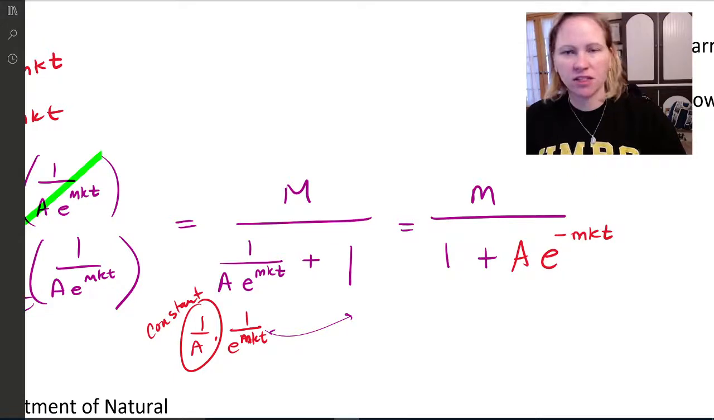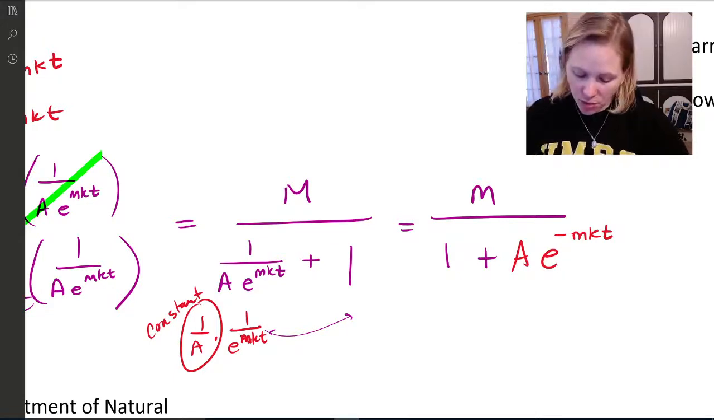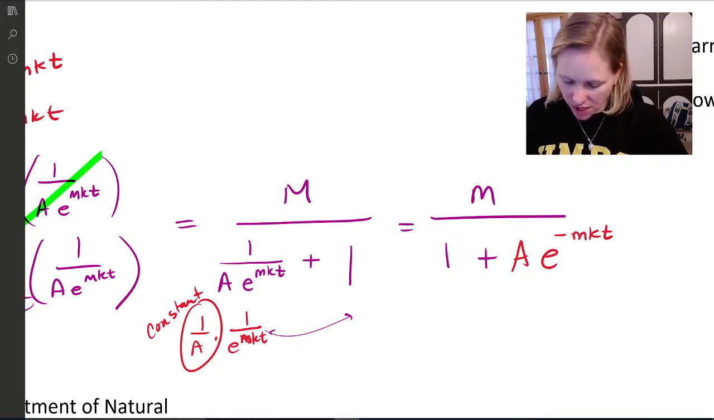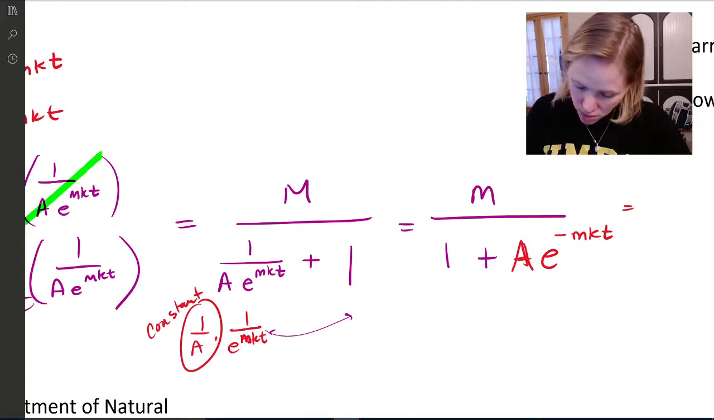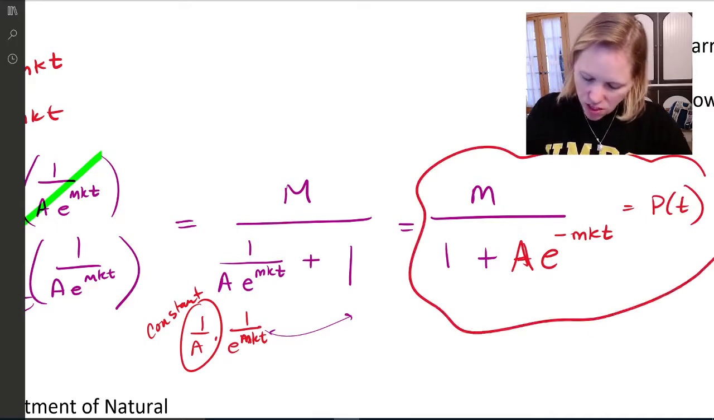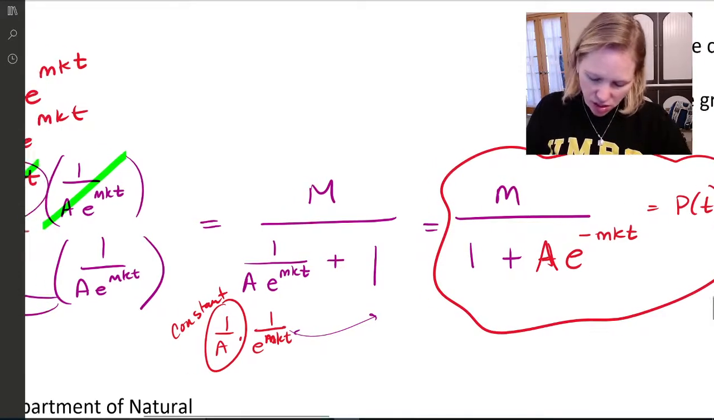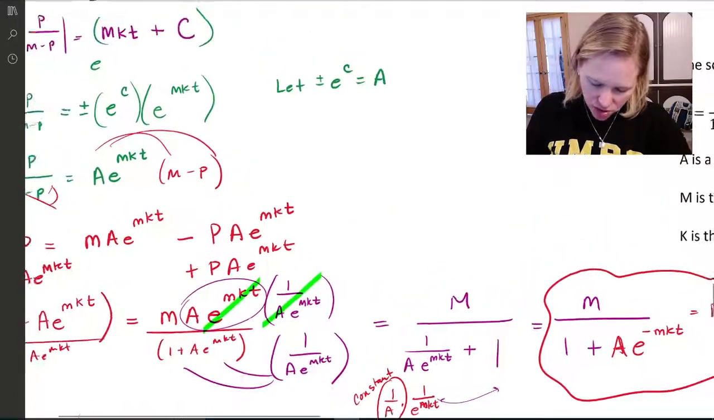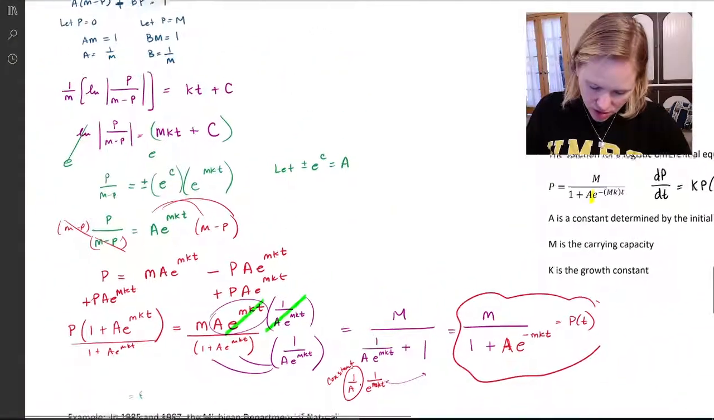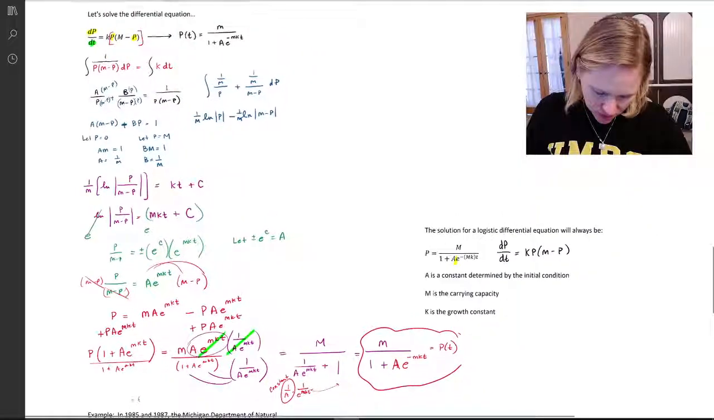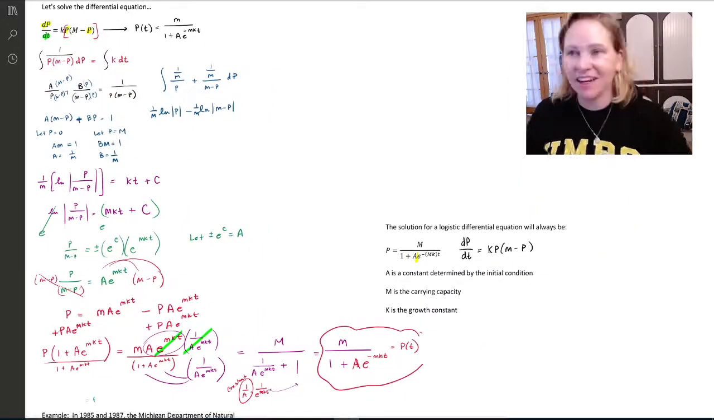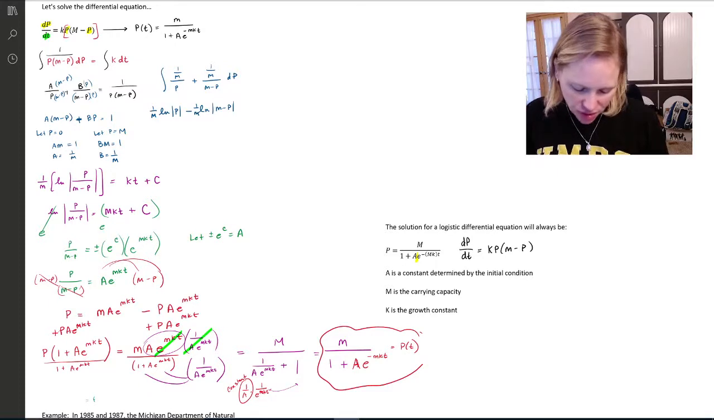The rules with constants are kind of loosey-goosey right now. But essentially, this is where it comes from. A is just some arbitrary constant. And there it is. So this is my solution. It's not my particular solution. But this is where that solution comes from. It comes from using separation of variables in addition to partial fractions, and just using some crazy mad algebra skills.